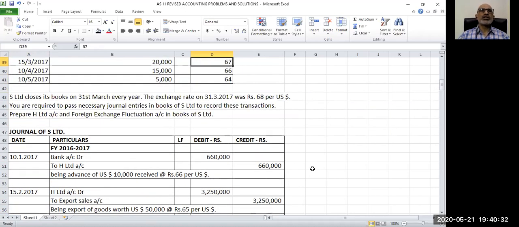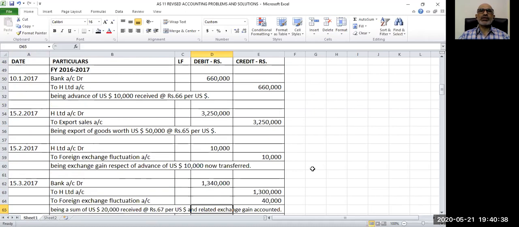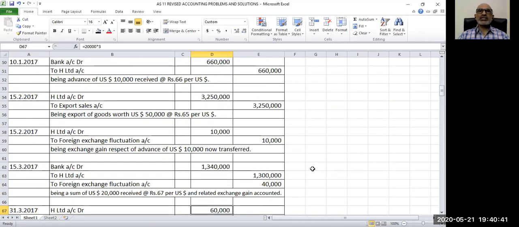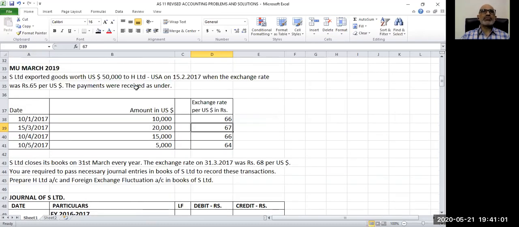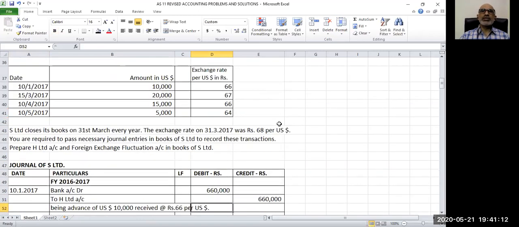On 15th of March, we have received one more payment, and that is $20,000 at 67 rupees per dollar. Our original advance was received at 66 rupees per dollar, and now the payment received is 67 rupees per dollar. Our purchase booking, if you see, is at 65 rupees per dollar. So from 65 rupees to this payment 67 rupees, we have received 2 rupees excess. And again, we are going to record the exchange gain of 2 rupees in this case.